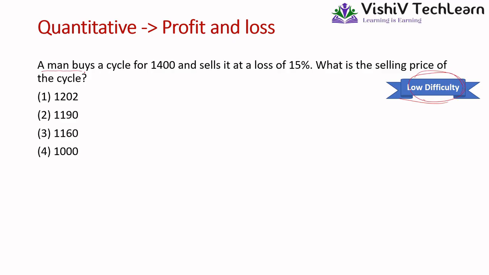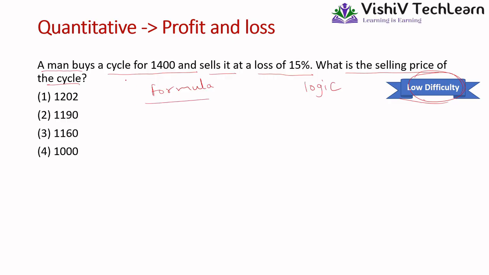A man buys a cycle for 1400 and sells it at a loss of 15%. What is the selling price of the cycle? Now we can solve this in two ways. One is by using the formula that we just have seen, and one more way is by logic. So let's first start with the formula.